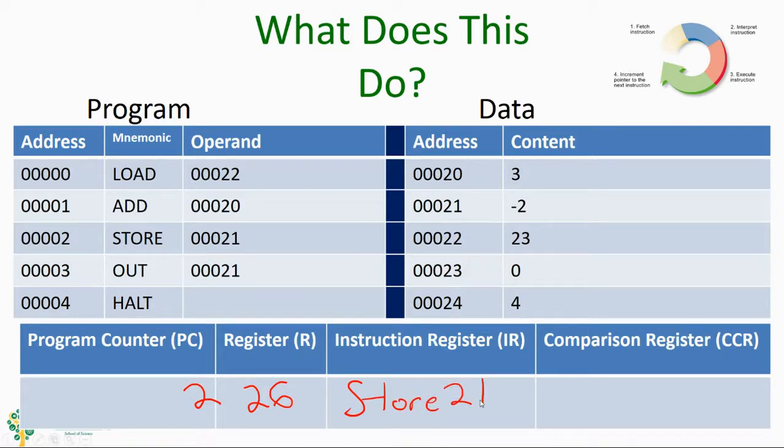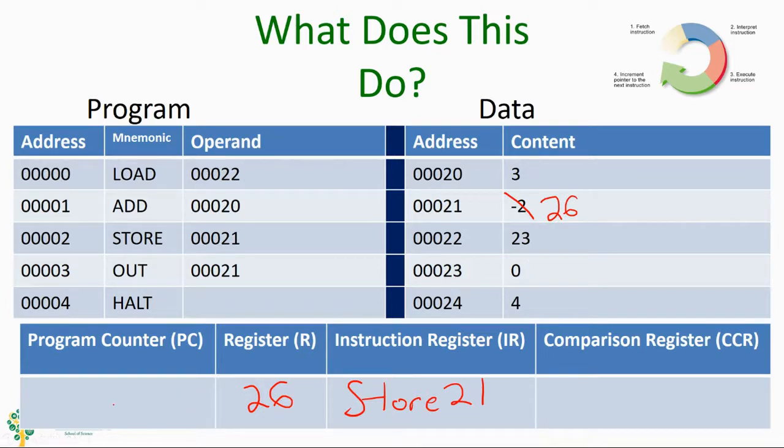And what does store 21 mean? Well, let's interpret it. Store 21 says take whatever is in the register and put it into memory location 21. So right now there's a 26 in the register. We're going to take that and get rid of what was there and put the 26 into location 21. And that was our execute. And now we're ready to increment the pointer again.